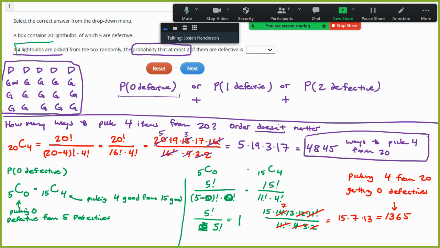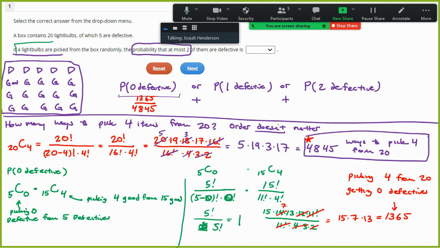So the first probability, look again at the top, more in the center of the screen. I'm going to write it in red here. The probability of getting 0 defectives is 1365 over 4845. Remember in purple, we found 4845 right here. That's how many ways to pick 4 from 20 total. So that's like target over total. 1365 over 4845. Target over total for just getting 0 defectives.